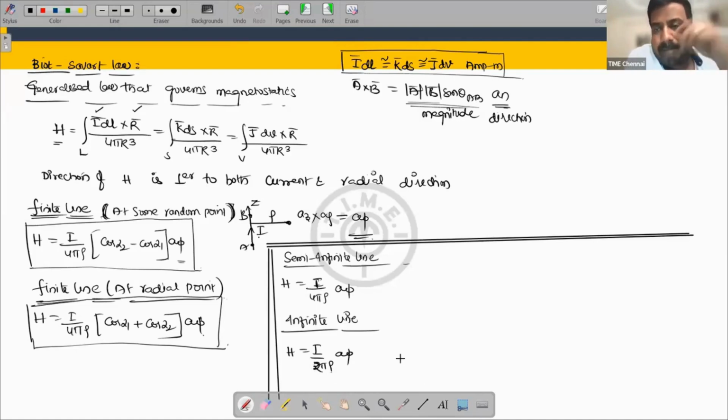So this is also potentially a very, very important topic. Just like we revised Coulomb's law, which is a generalized law that governs electrostatics, this is Biot-Savart law, the generalized law that governs magnetostatics. Equivalently very, very important. That is the second important topic.